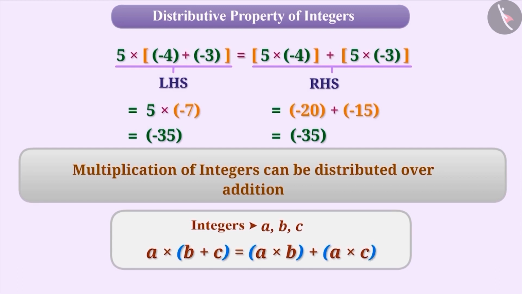So the distributive property tells us that we can either add the integers inside the brackets and then multiply the result with the number outside the brackets, or multiply the number written outside the brackets with the numbers written inside the brackets and then add the results.